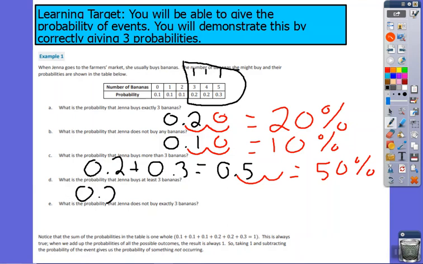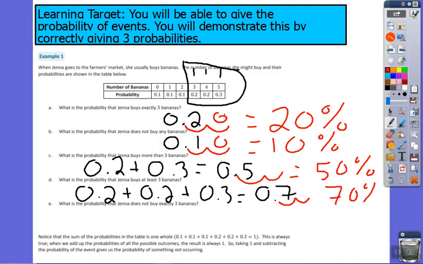Here's my 0.2 for the 3, my 0.2 for the 4, and my 0.3 for the 5. I'm going to add those up and get 0.7. If I would like to make it a percent, I'm going to move it 2 places over. So that is a 70% chance that she is going to get at least 3 bananas. So that is highly likely, if you remember our vocabulary that we were using from that table.